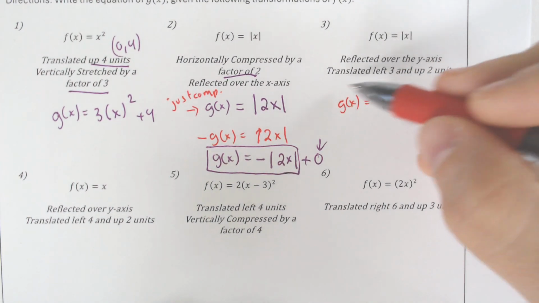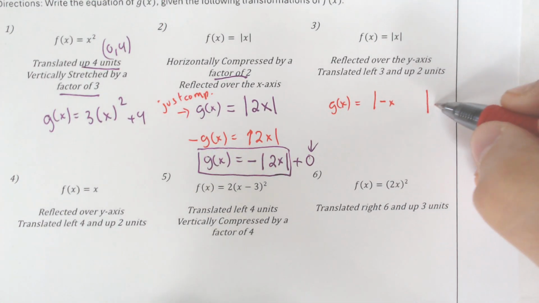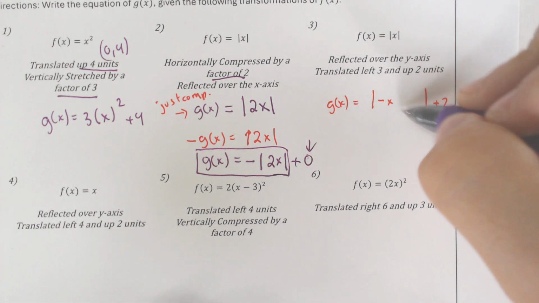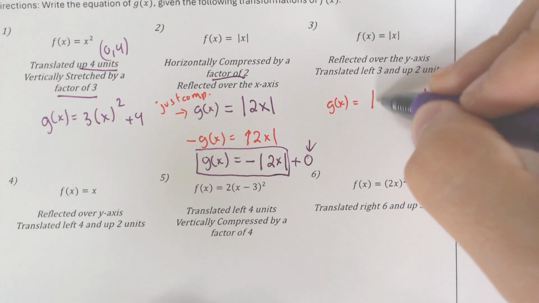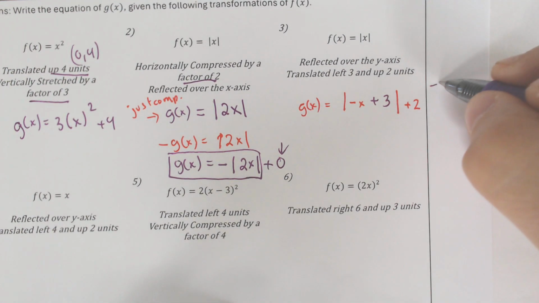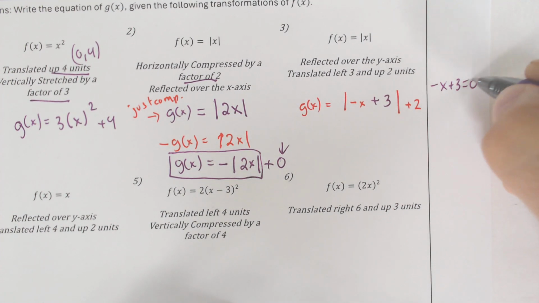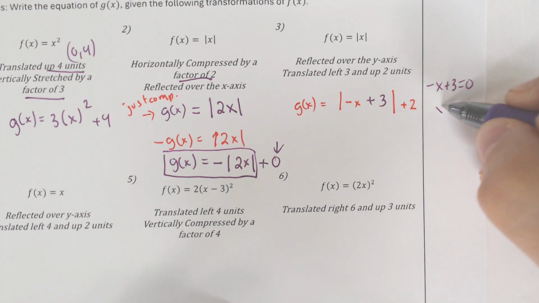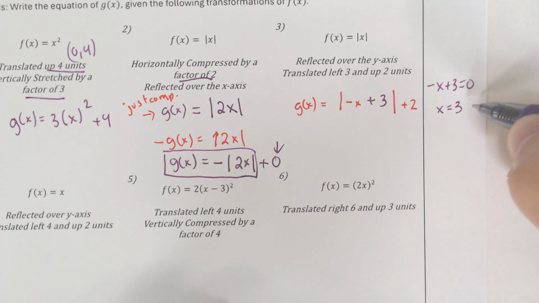Let's focus not on the left 3, but the up 2. The up 2 is unaffected. But the left by 3, typically we change the sign here, but because there's a negative here as well, we need to actually change it twice. Remember how you can set it equal to 0. If we set negative x plus 3 equal to 0, if we subtract 3 and divide by negative 1, you get x equals positive 3. Nope, negative 3 divided by negative 1, it'd be positive 3.